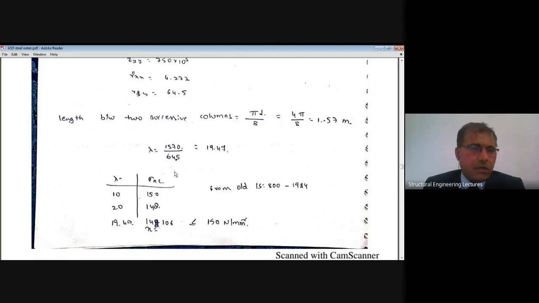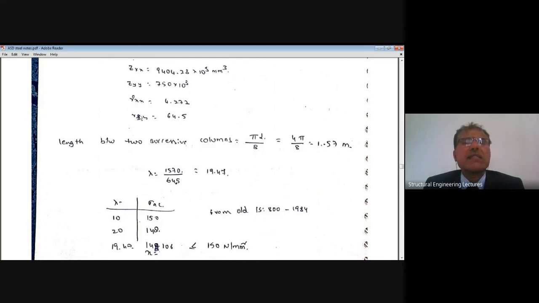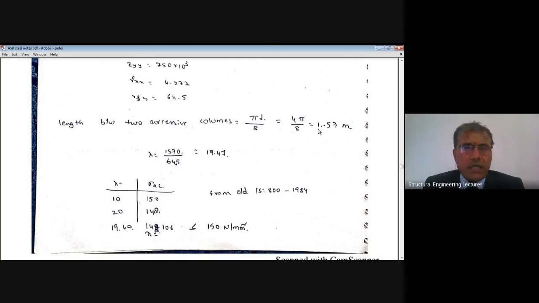the slenderness ratio about the major axis, Rxx. Actually, this is not Yy. Rxx is equal to 64.5. Therefore, this length L 1570 divided by 64.5 about the major axis, approximately, is 19.47.